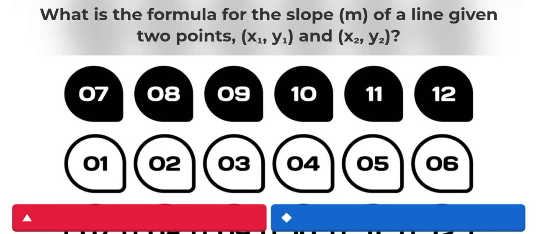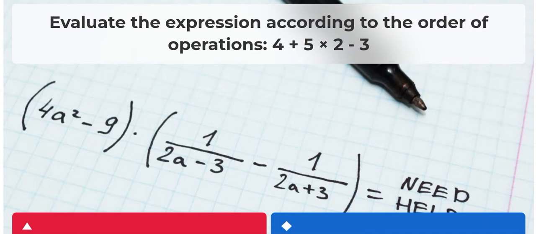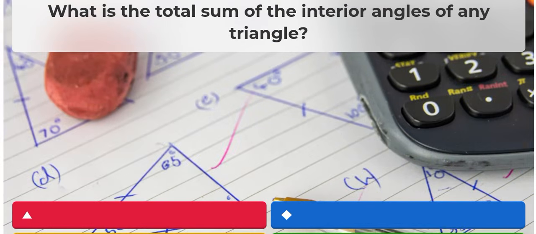What is the formula for the slope m of a line given 2 points, (x1, y1) and (x2, y2)? Evaluate the expression according to the order of operations. 4 plus 5 times 2 minus 3. What is the total sum of the interior angles of any triangle?